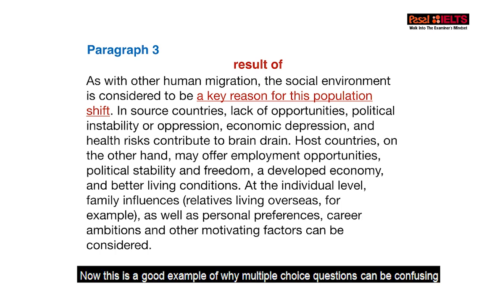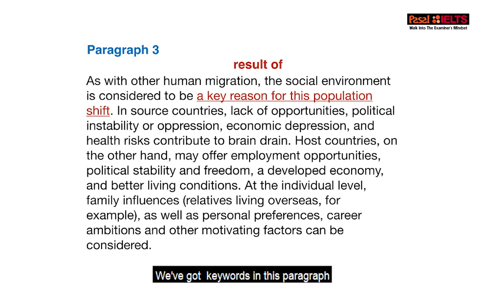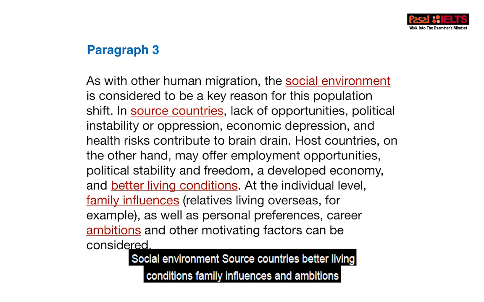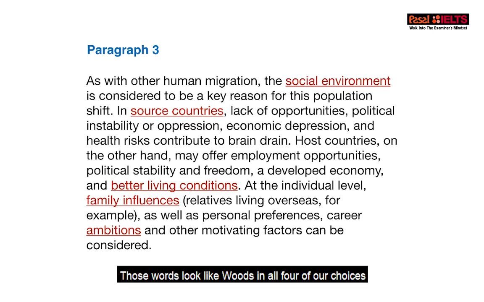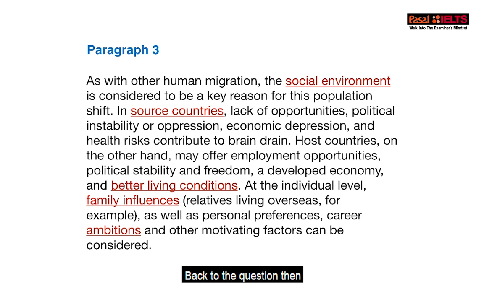Now, this is a good example of why multiple choice questions can be confusing. We've got keywords in this paragraph that look very similar to words in all four of the choices in our question. If I highlight the keywords that I can see here, social environment, source countries, better living conditions, family influences, and ambitions, those words look like words in all four of our choices, so we need to analyse carefully to see which one is correct. Back to the question then.